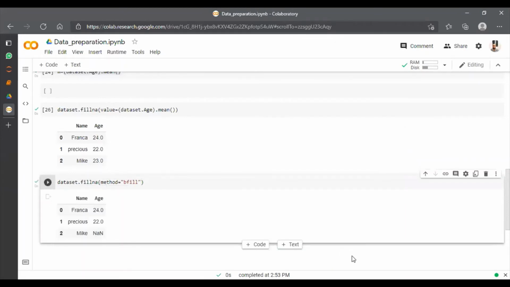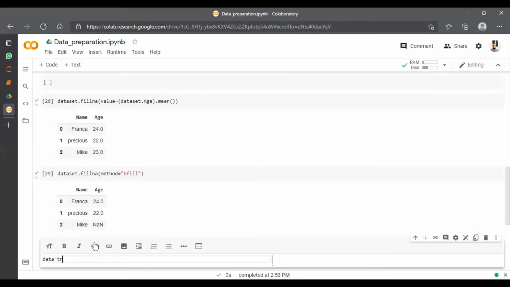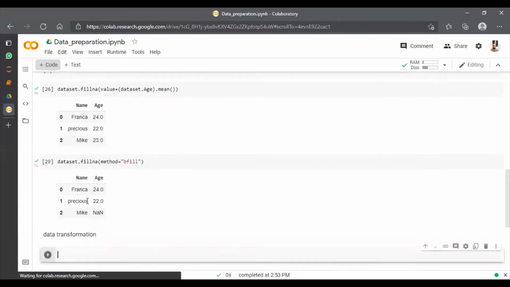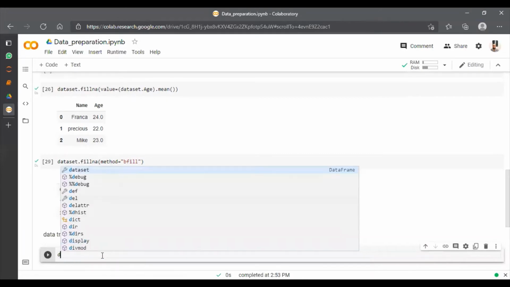So let's proceed into another data preparation method. Okay, let's talk about the data transformation method. There are several data transformation methods to transform your data set.